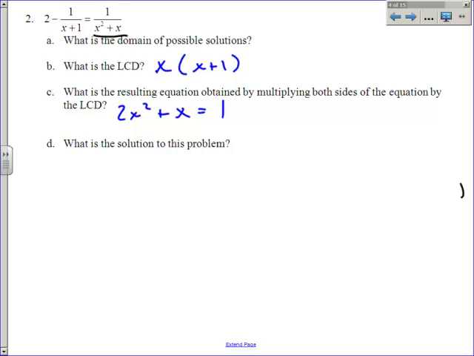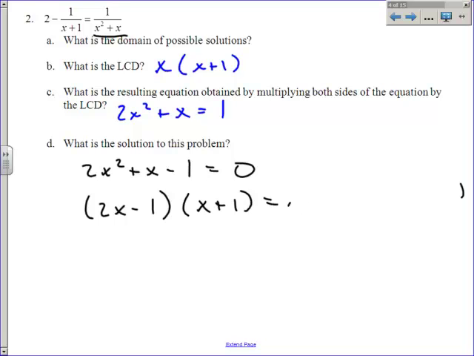All right, now I need to solve this equation. It's once again a quadratic. Hopefully I can factor, and I actually believe I can. So I'm going to rewrite this as 2x squared plus x minus 1 is equal to 0. And I believe that will leave me with 2x minus 1 times x plus 1 is equal to 0. Let me double check. I get 2x squared plus 2x minus x is plus x minus 1. So 2x minus 1 times x plus 1 is equal to 0.